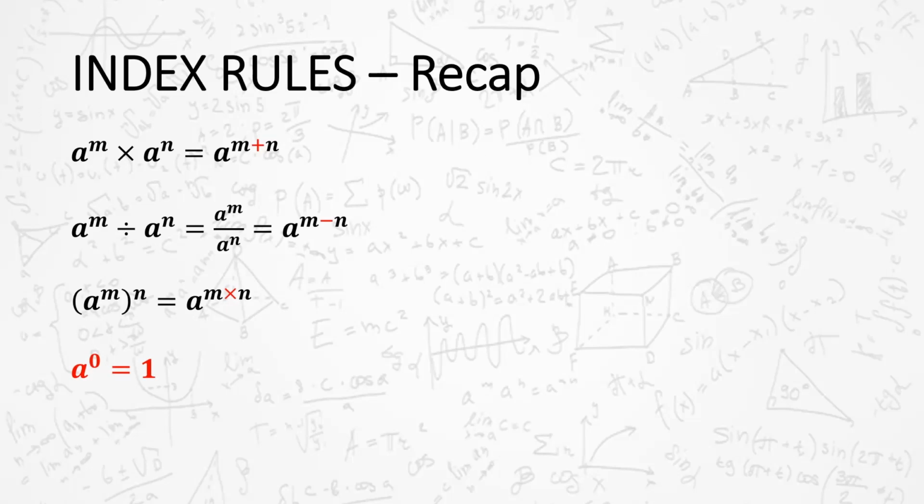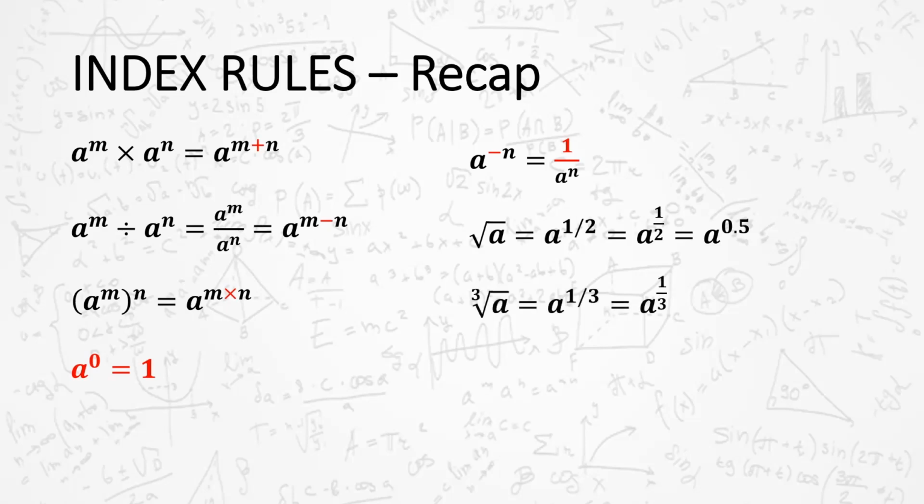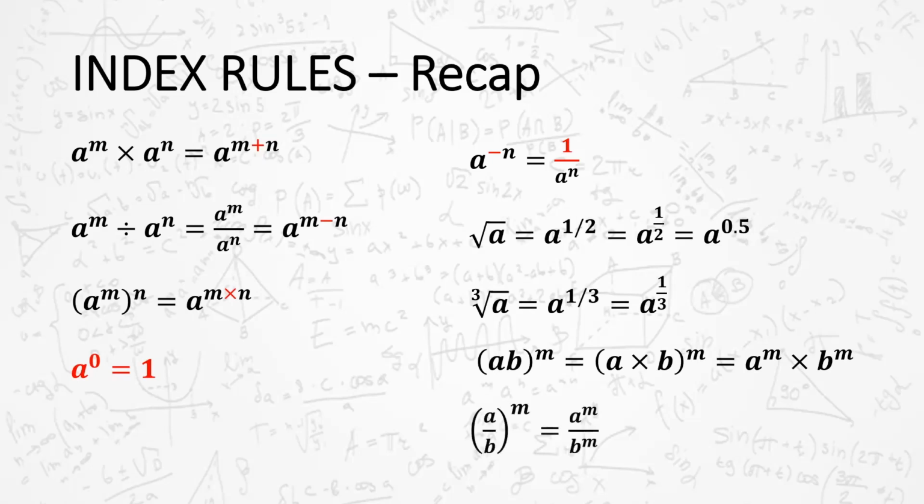Next, we have negative indices. a to the power negative n equals 1 over a to the power n. Then you have the fractions: square root of a equals a to the power half, or a to the power 0.5. Cube root of a equals a to the power third. ab to the power m equals a to the power m times b to the power m. Lastly, a over b to the power m equals a to the power m over b to the power m. Let's look at some examples.